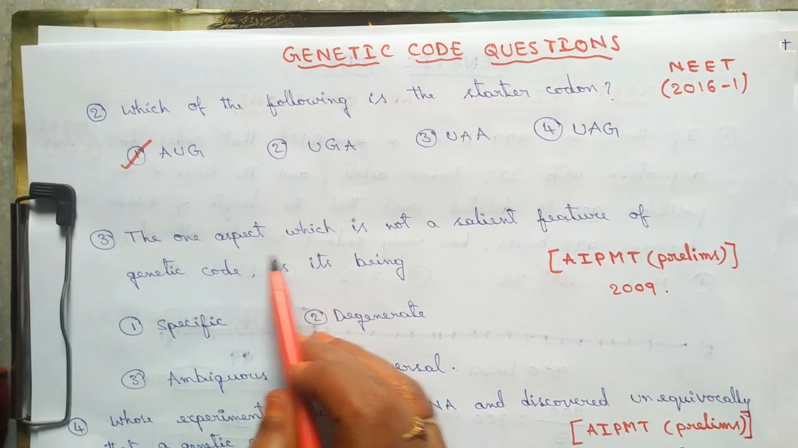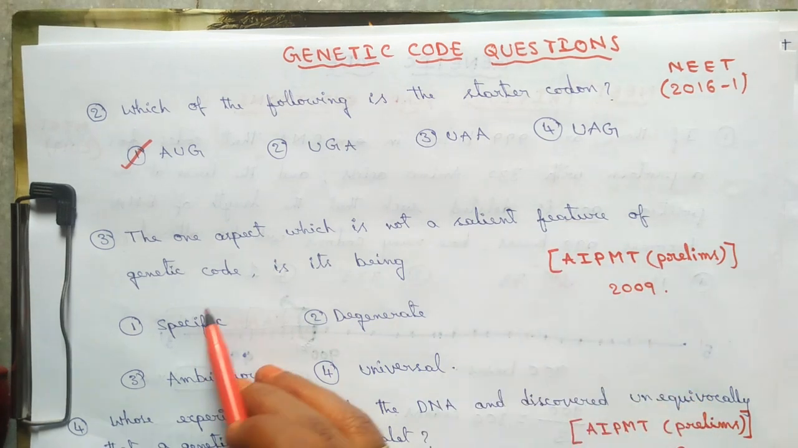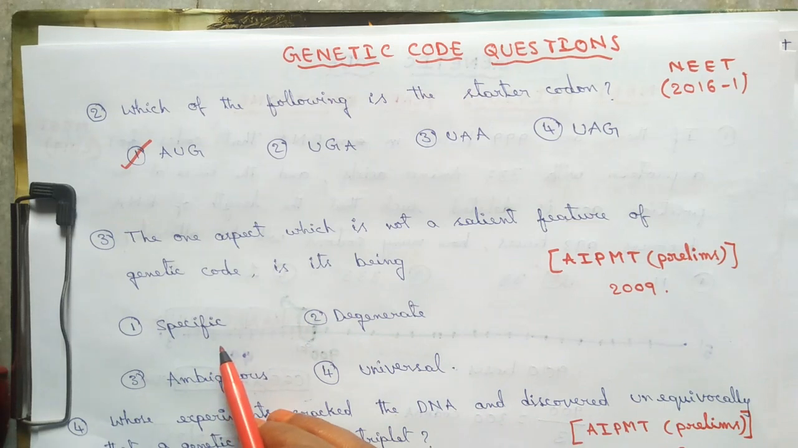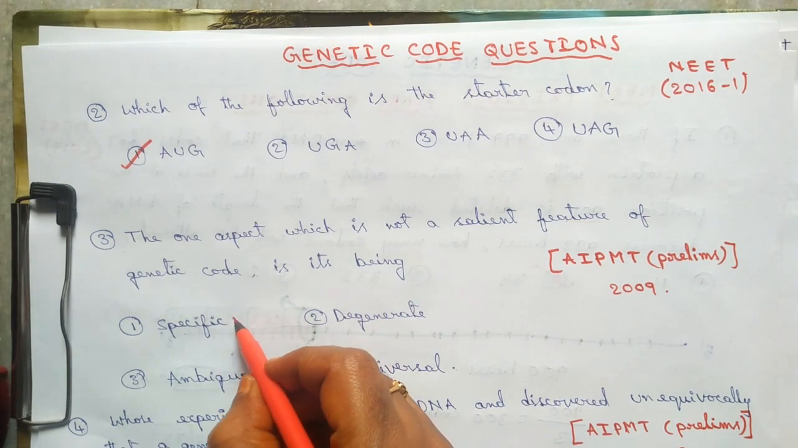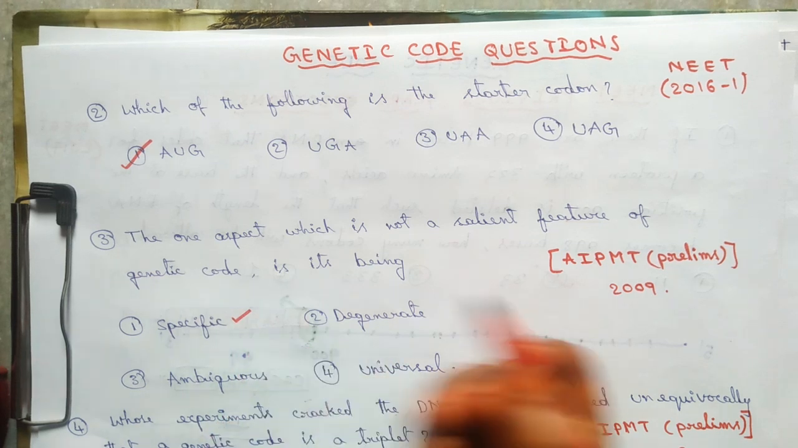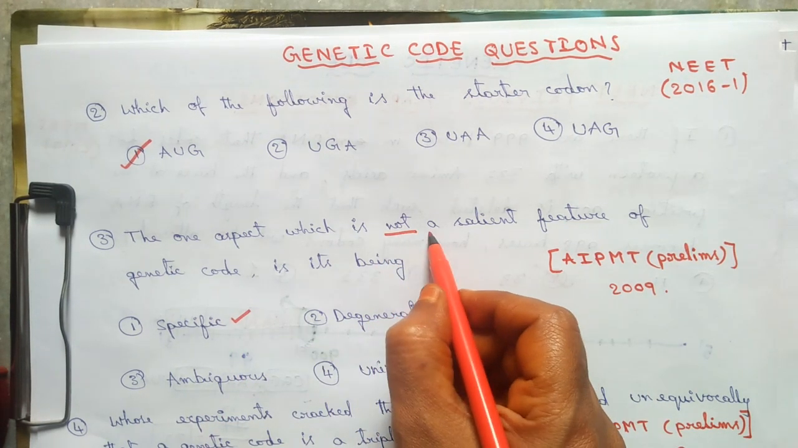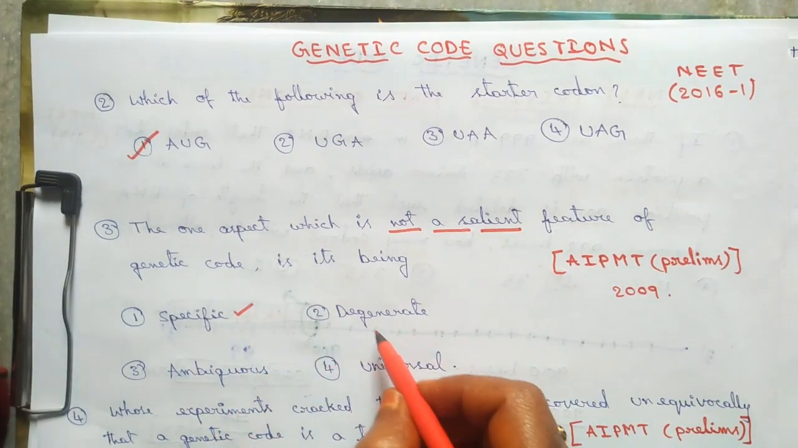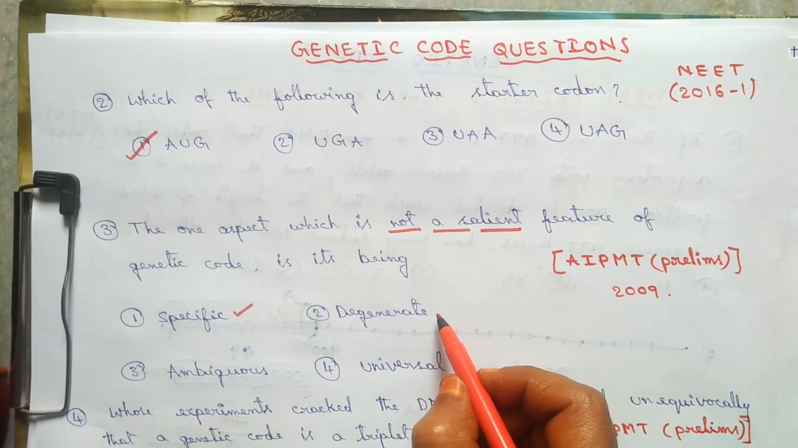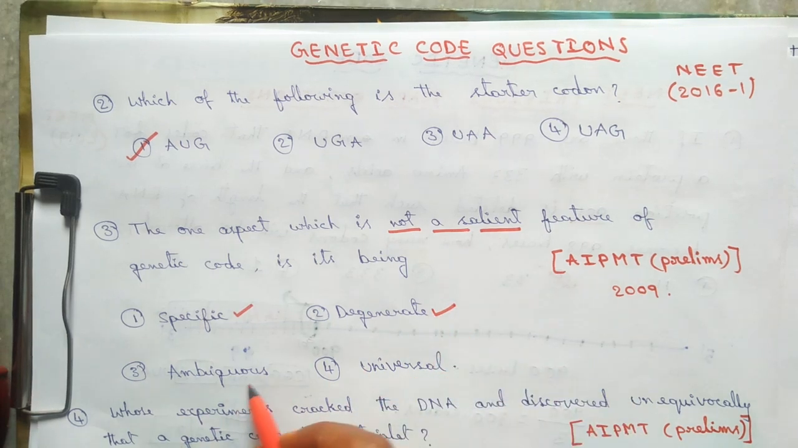Next question. The one aspect which is not a salient feature of genetic code is its being... what? Specific. Actually, genetic code is specific. Why is it specific? Because one codon codes for only one amino acid. Specific, or we say unambiguous. So this is a salient feature. So what we need is which is not a salient feature. Next, the second option is degenerate. It is degenerate because one amino acid can be coded by more than one codon. So this is also correct.